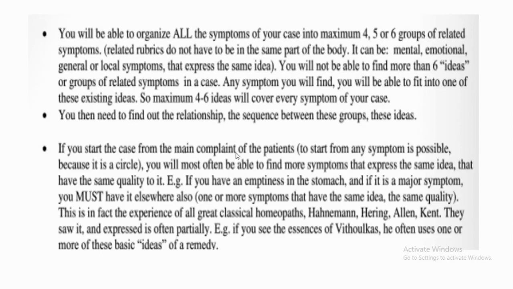You can add up to 6 qualities or 6 themes of your case, and then you can repertorize. So the maximum number of themes that you can feed in a Herscu's analysis is 6. I guess even 6 is more than enough, because you don't get so many levels of reflection of the symptoms. Any symptom you find, you will be able to fit in one of these existing groups. So a maximum of 4 to 6 ideas will cover every symptom of your case. You then need to find out the relationship, the sequence between these groups, these ideas.